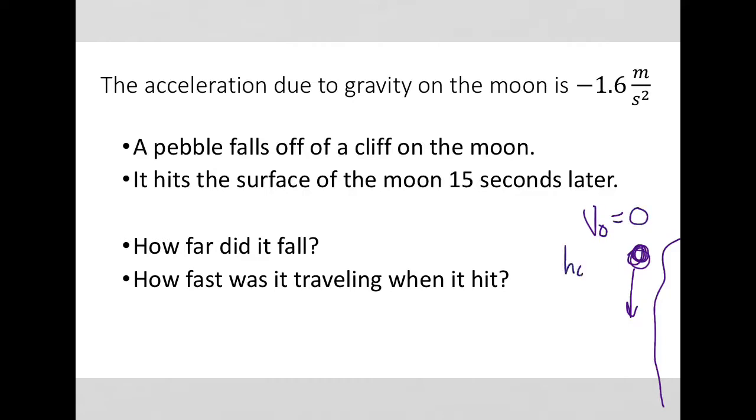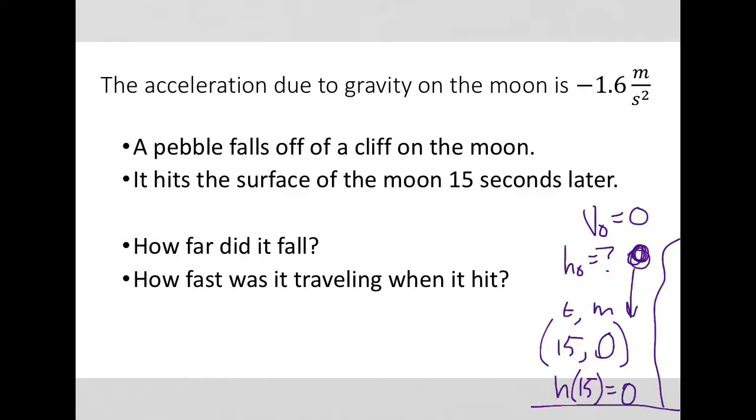Now, we don't know what our starting height is, but we do know that it ends on the surface of the moon. So let's call the surface of the moon 0. So we know that h of 15 equals 0, because it takes 15 seconds to get down there. That's telling us the point 15 seconds, 0 meters, right? T and meters right there. So we want to know how far it fell, so we need to know the starting height. If we know the starting height, we will know how far it fell. We also want to know how fast it's traveling when it hits. That's going to be the velocity.